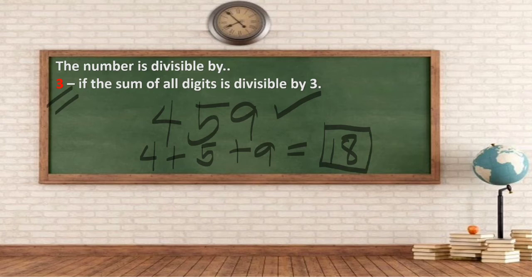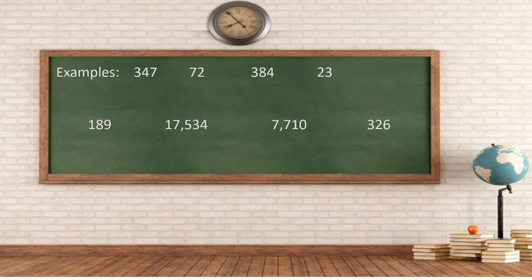Okay, we have here more examples. 347. So let us find the sum of all digits. 3 plus 4 plus 7. This is 14. So 14 is not divisible by 3. This number is not divisible by 3.